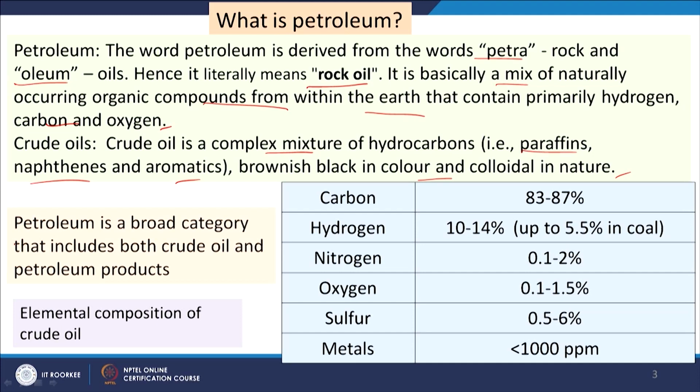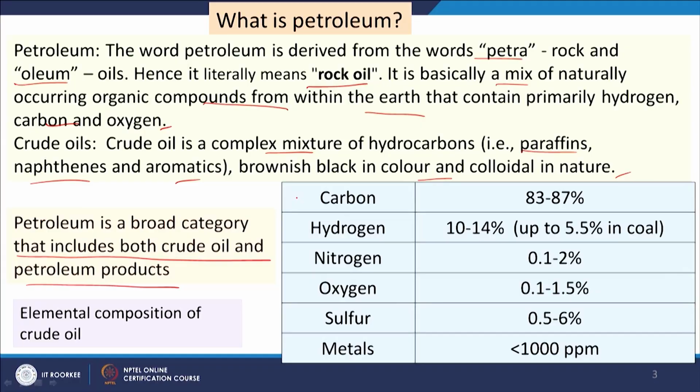The only difference is that petroleum is a broad category that includes both crude oil as well as the petroleum products. And if we see the elemental composition of these, it contains carbon, hydrogen, nitrogen, oxygen, sulfur and metals. So, mostly carbon, then hydrogen, but here hydrogen is more with respect to coal, and heating value is also higher in this case. Now, we will see the origin of petroleum, how the petroleum originated.